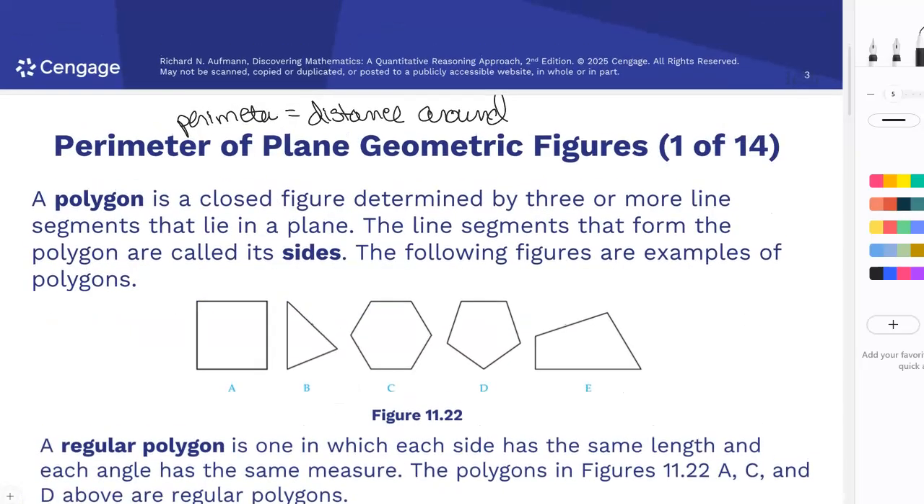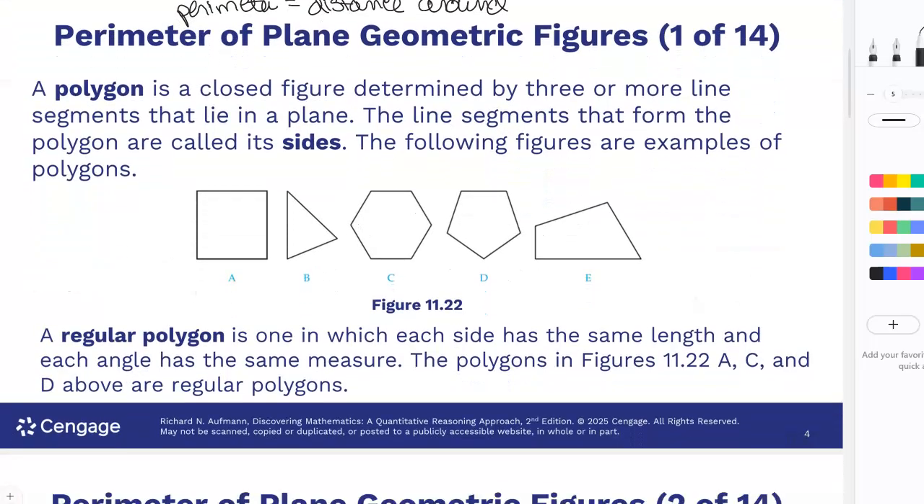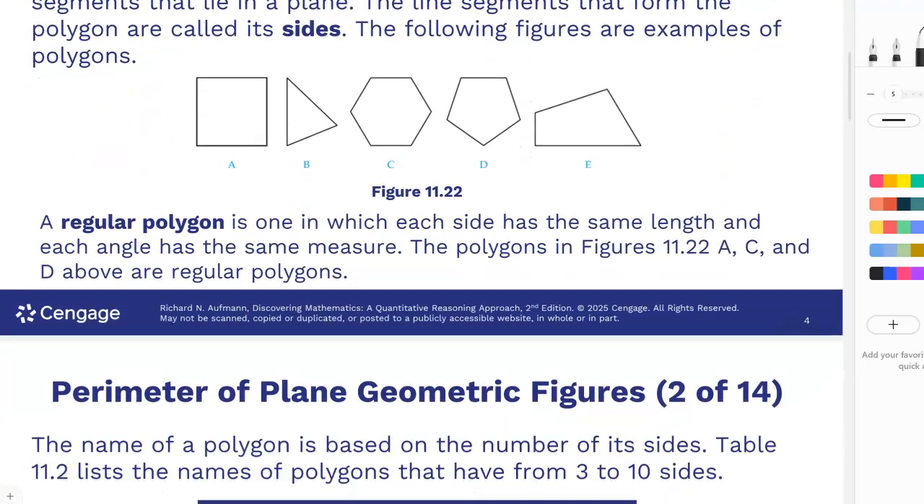So it doesn't really matter what kind of polygon we're talking about. A polygon is just a closed figure that has three or more sides, which are determined by line segments. So this is a line segment, this is a line segment, line segment, line segment, and it forms what's called a closed figure, which means there's no gaps or anything in it. So we've got squares, we could have triangles, we could have something with six sides like a hexagon or a pentagon or even a quadrilateral that's not equally sided. It would still be the distance around when we talk about the perimeter.